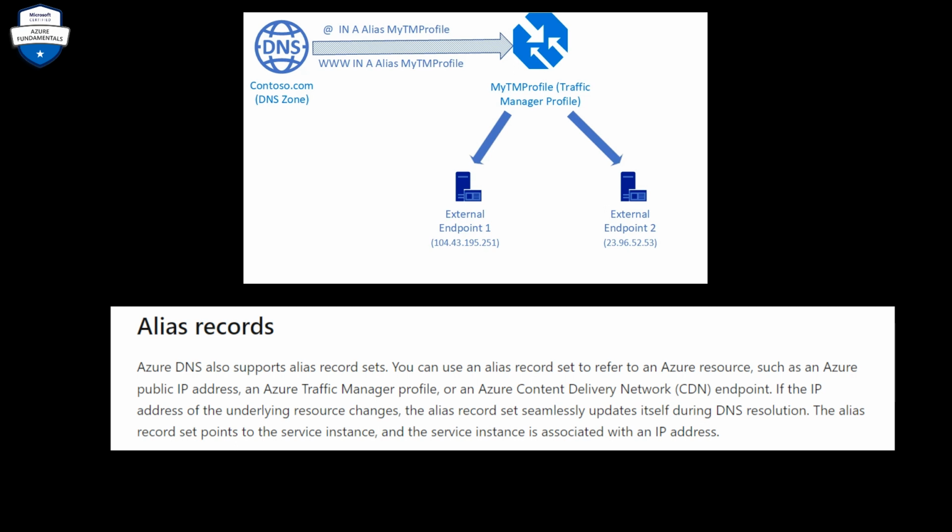Alias records. Azure DNS also supports alias record sets. You can use an alias record set to refer to an Azure resource, such as an Azure Public IP address, an Azure Traffic Manager profile, or an Azure Content Delivery Network (CDN) endpoint. If the IP address of the underlying resource changes, the alias record set seamlessly updates itself during DNS resolution. The alias record set points to the service instance, and the service instance is associated with an IP address.